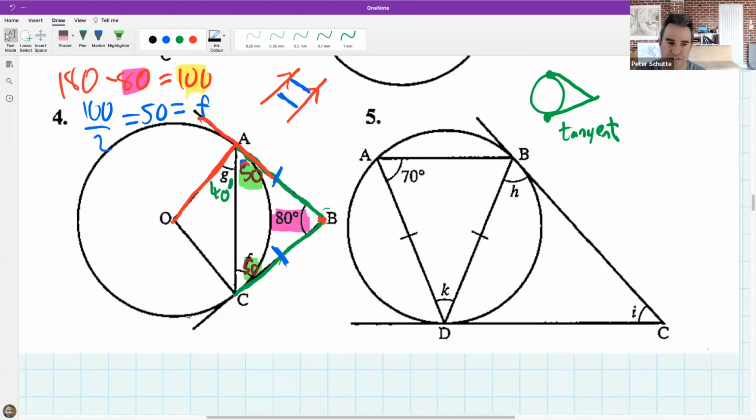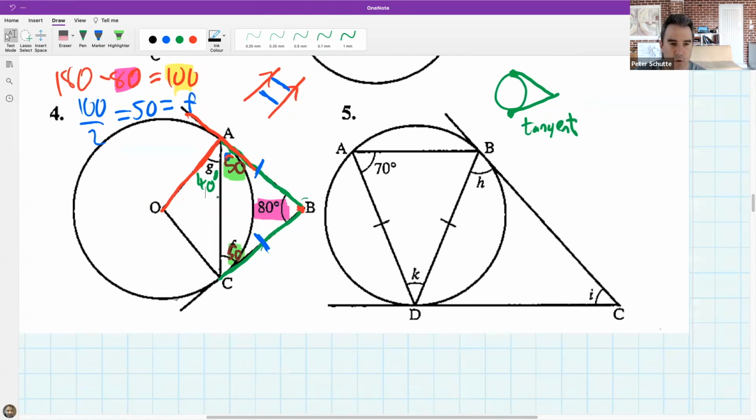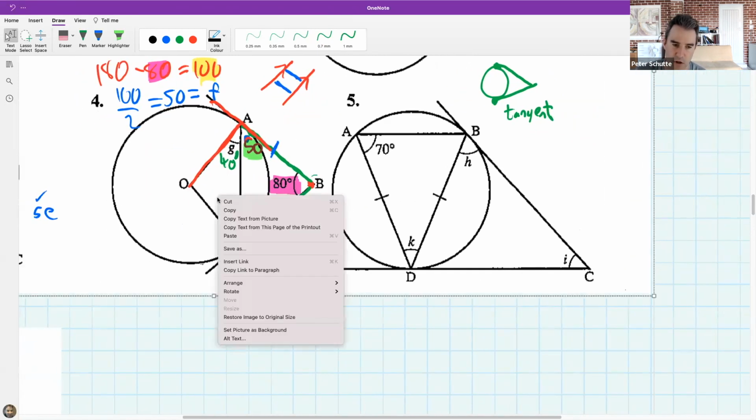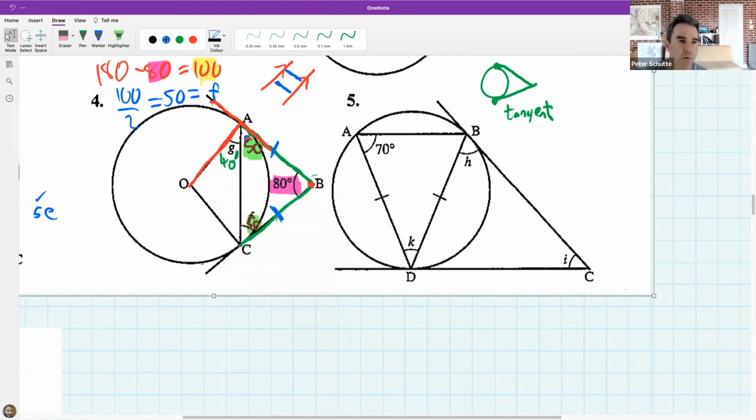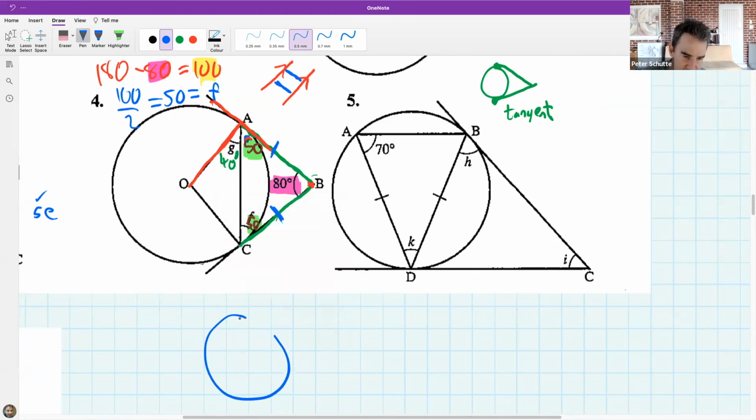So the two new facts that we learned about today, or the new theorems, were: we learned that if you have a circle and you have a tangent, then the radius meets the tangent at the point of tangency and makes a right angle. That was the one thing we learned today, called the tangent radius theorem.